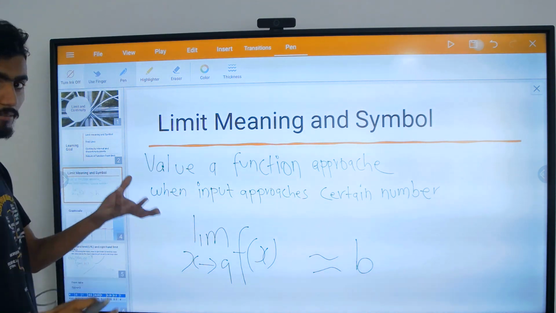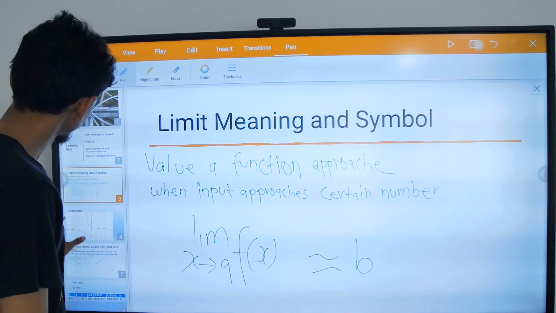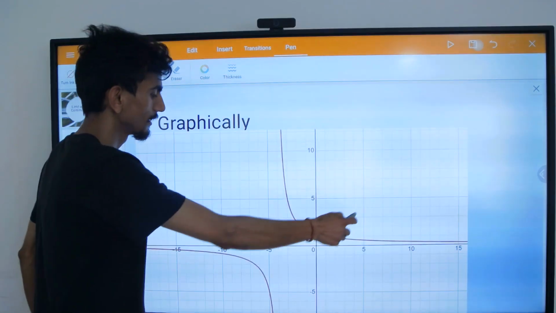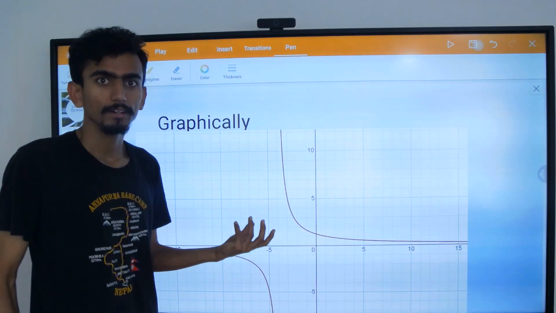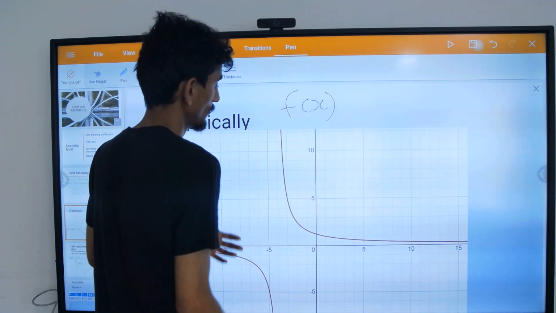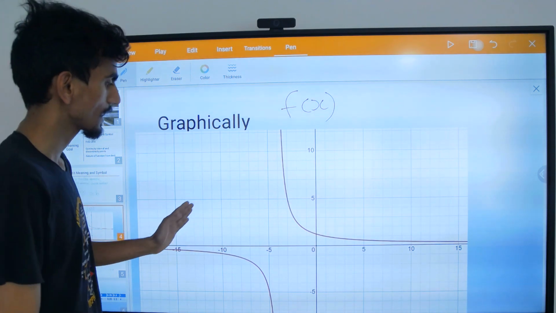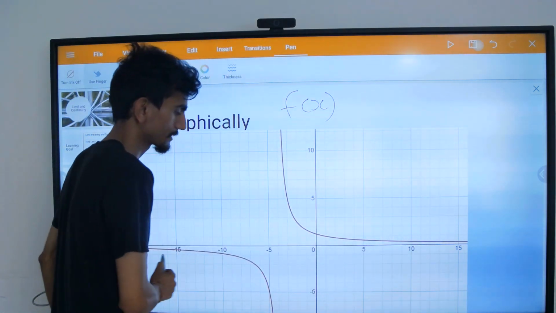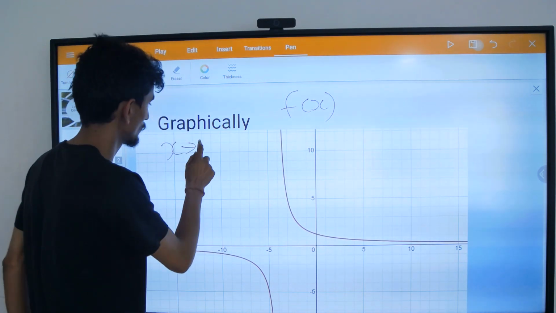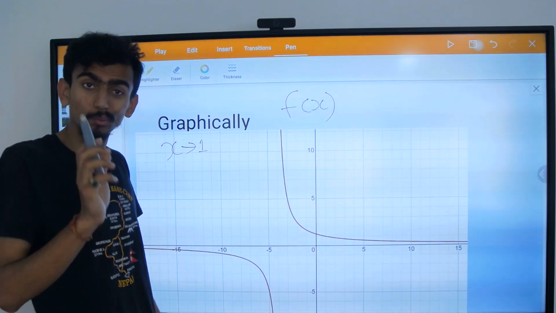What does it mean graphically? How will we find the limit of a function graphically? We'll see this in this slide. Graphically, this red curve is the graph for a certain function f(x), and we'll see what this f(x) equals when the input, that is x, on the horizontal line, tends to 1. When we say x tends to 1, x is not exactly 1, but it's close to 1.